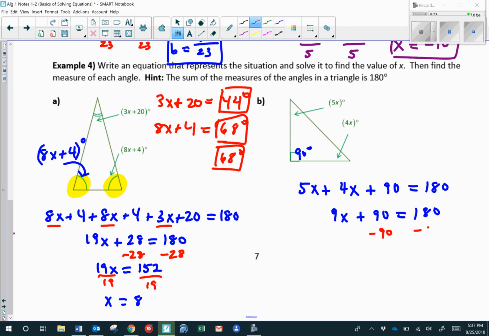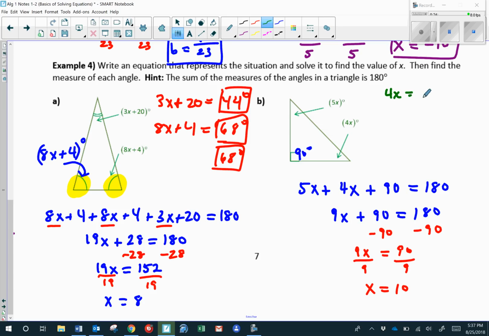We need to undo the addition first by subtraction. That will leave us with 9x is equal to 90. Now we can undo the multiplication by division, and that gives us an x value of 10. Remember again, that's not the answer to the question. The answer to the question is, what are the three angle measures?